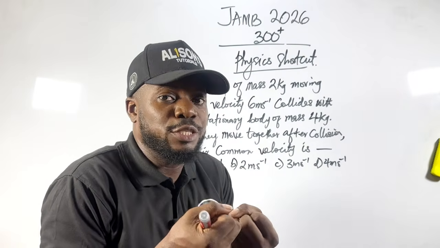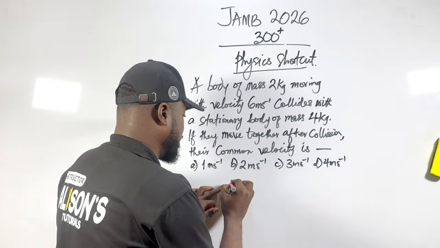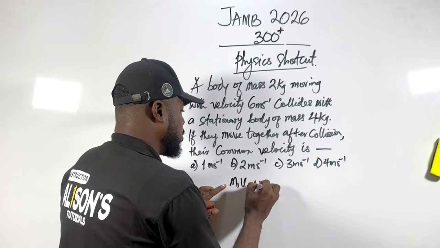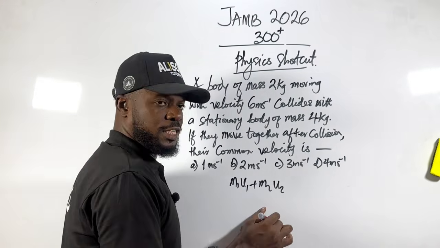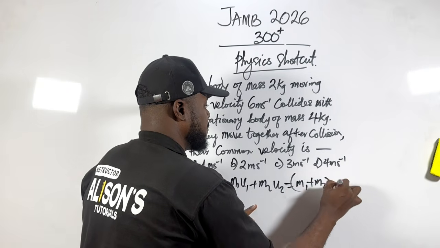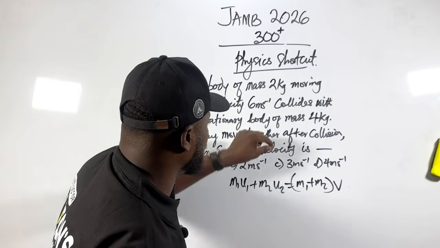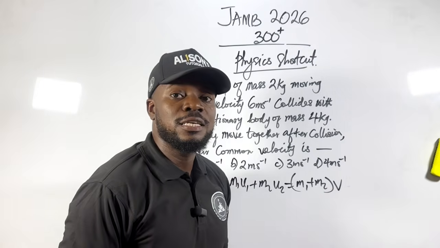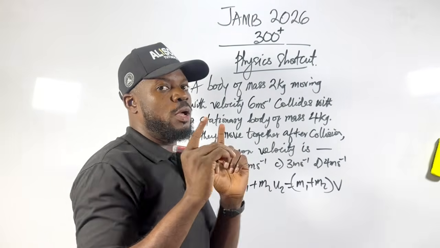When they say the momentum is conserved, when they quote the formula M1U1 plus M2U2, you are supposed to see this formula equal to (M1 plus M2) times V. Then you begin to bring out the parameters so you can find what you want to find. Instead of you to try that one, use this shortcut I want to show you.